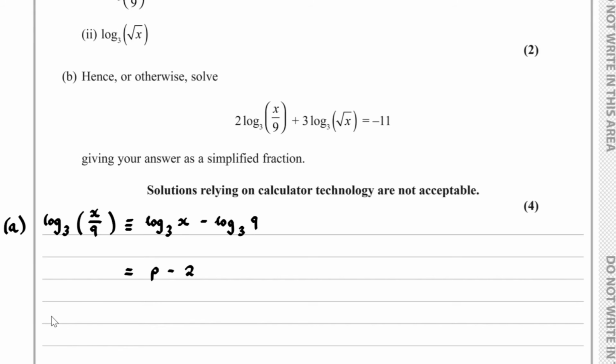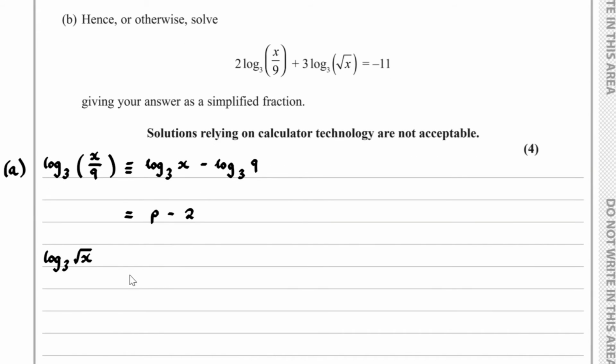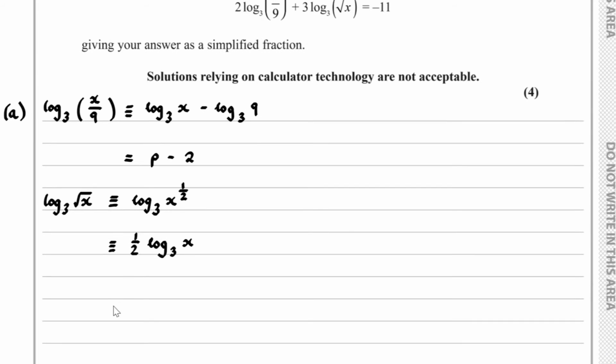And then we have, for the next part, log base 3 of the square root of x. And what this is equivalent to is log base 3 of x to the power of 1/2. And if we use the power law of logs, it turns out this is the same as 1/2 times log base 3 of x, and log base 3 of x is p. So we end up with 1/2 p.